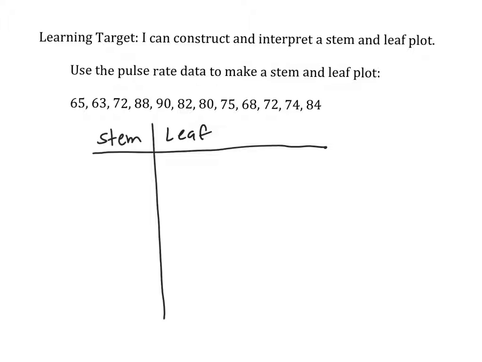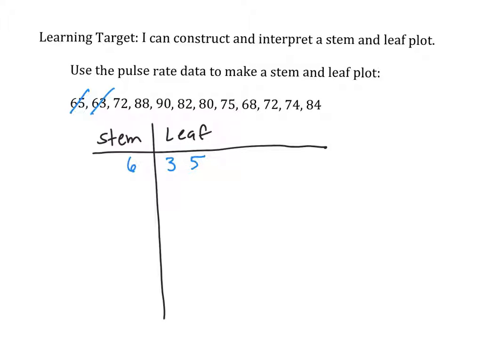For example, we want to start with our lowest number. The lowest number in our data set is 63. So we put a 6 on the stem side, and then we'll put a 3 on the leaf side. That represents the number 63. The next lowest number we have is 65. So instead of writing the 6 again, next to the 3 we'll leave a space. We're not going to put a comma or anything, but we'll write a 5. Now we know that our data set has the number 63 and the number 65.